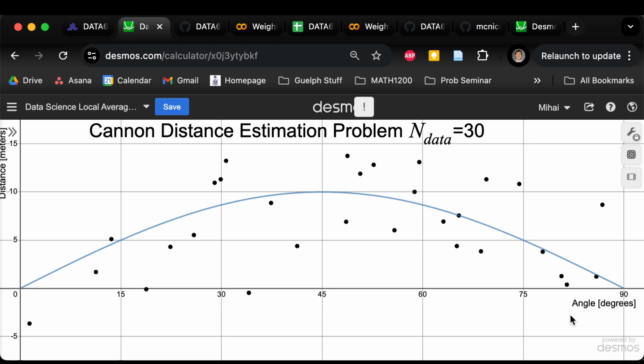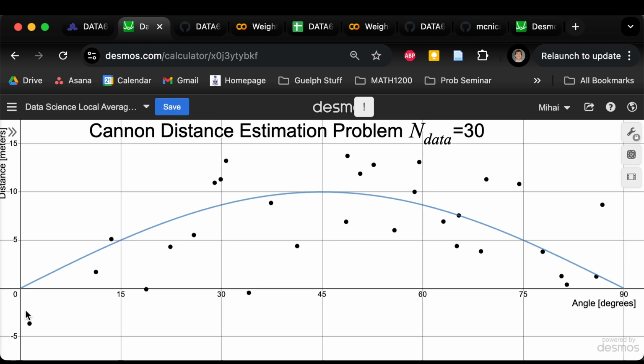Any questions or comments about what the setup is or clarifying what the rules are with the cannon? Sir, can the value be negative? Oh, can the y value be negative? The distance, yes, that can be negative. The x cannot be negative. So I said the x is between 0 and 90.